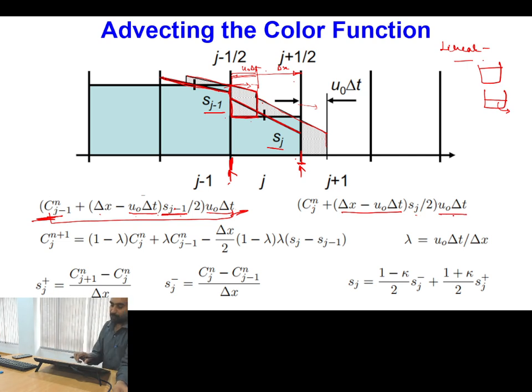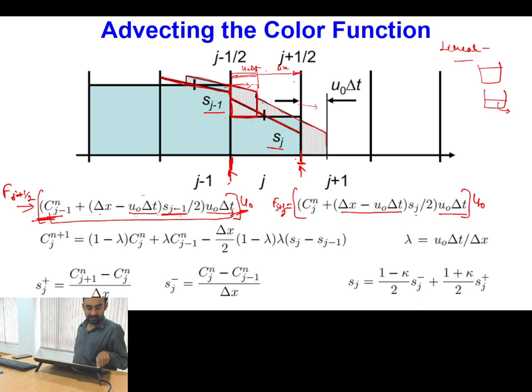Okay. Now if you substitute these values of f at j minus 1 by 2 and f at j plus 1 by 2, and in order to get f you need to multiply with u naught. So now if you consider these two to be your fluxes, then ultimately your final equation will become Cj at n plus 1 equal to 1 minus lambda Cj plus lambda Cj minus 1 minus delta x by 2 into 1 minus lambda into lambda Sj minus 1.